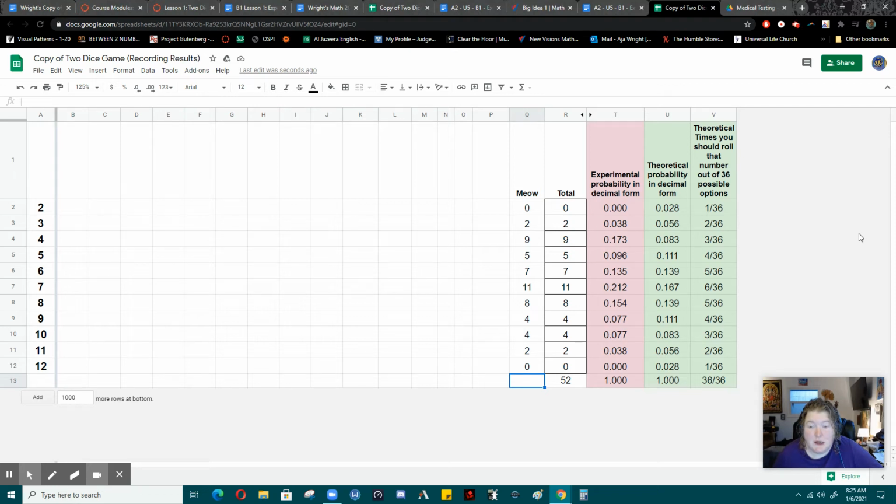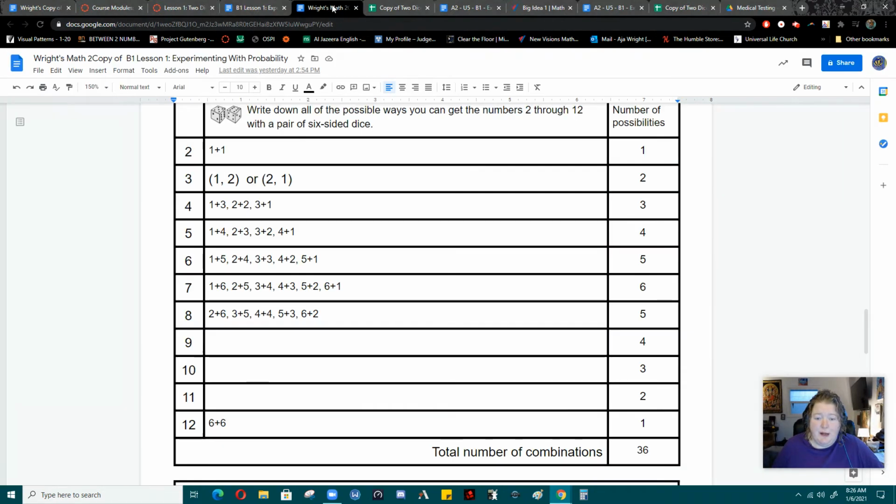Okay, so let's talk about experimental and theoretical probability again. This time, I want you to pay attention to how, as the number of trials increases, my experimental probability changes. So first, take a look at the green columns here. This is my theoretical probability. This is where we figured out this part right here.